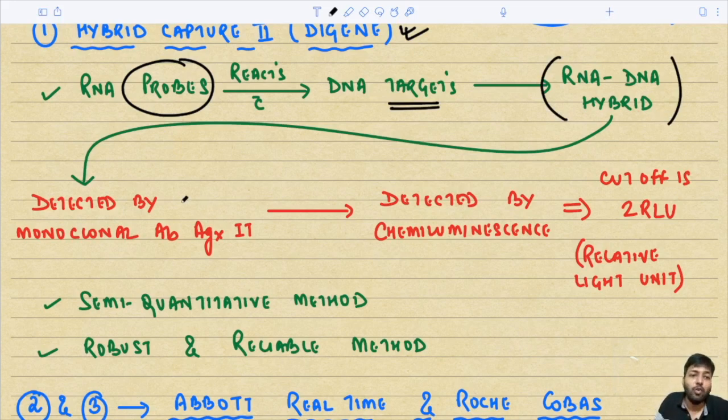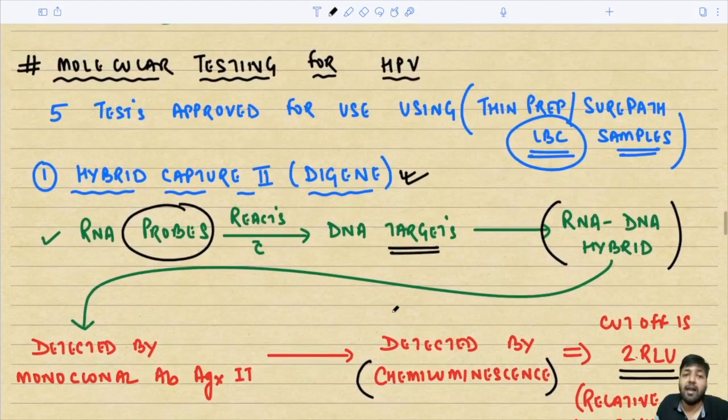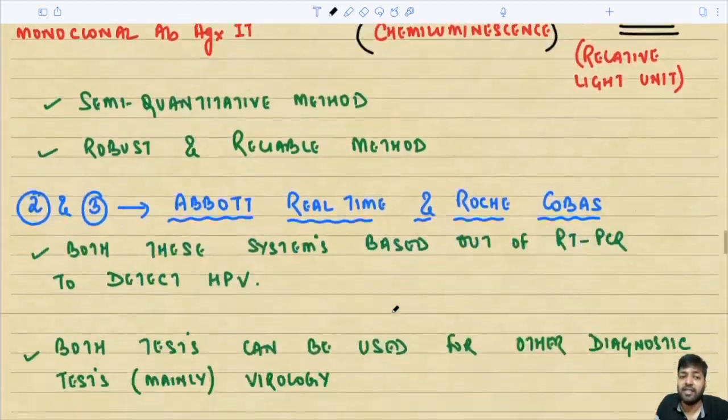Then we are making use of a monoclonal antibody which acts against this RNA-DNA hybrid, and the reactivity of the monoclonal antibody against the RNA-DNA hybrid is detected by means of a chemiluminescence assay. Now, a cutoff of 2 RLU, that is 2 relative light units, if it comes out, is taken as positive. It is a semi-quantitative method and it is quite a robust and reliable method. So this is the first test, the Hybrid Capture 2 assay, that is the Digene assay.